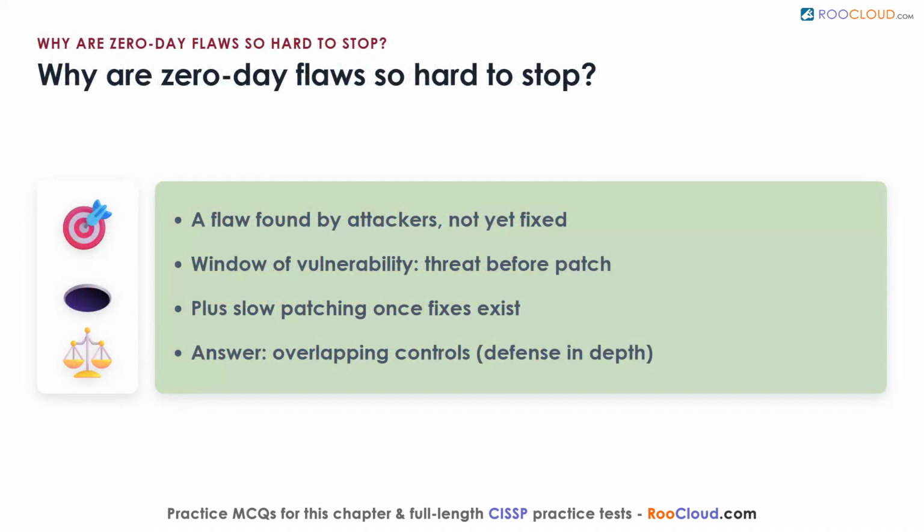Why are zero-day flaws so hard to stop? A zero-day is a flaw attackers have found, but the defenders have not yet fixed. Two gaps keep you exposed. First is the window of vulnerability, the unavoidable delay between a threat appearing and a patch or signature being ready. Second is simple slowness, administrators who do not apply fixes promptly once they exist.